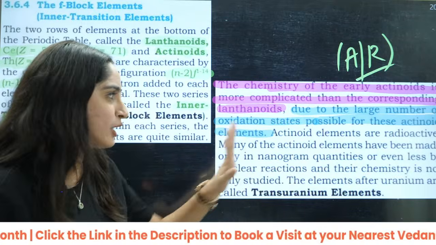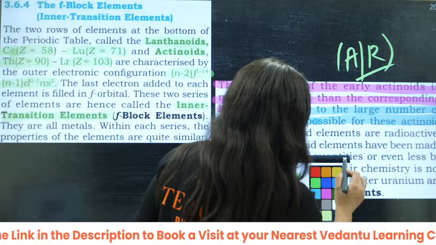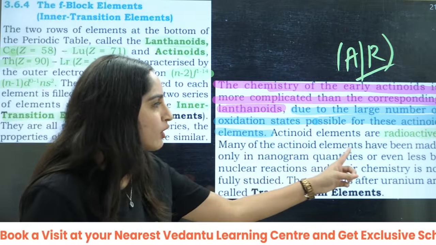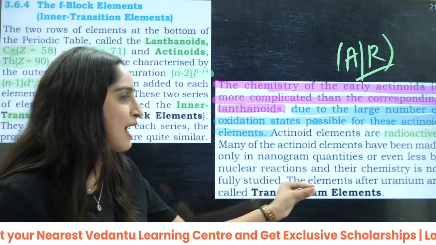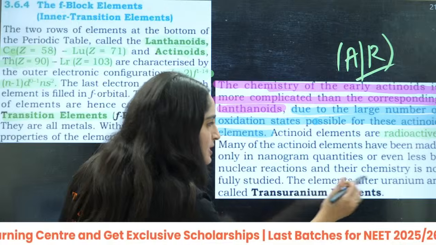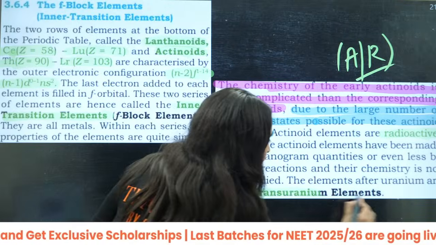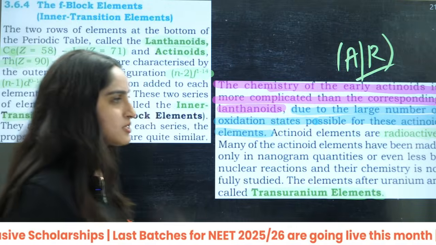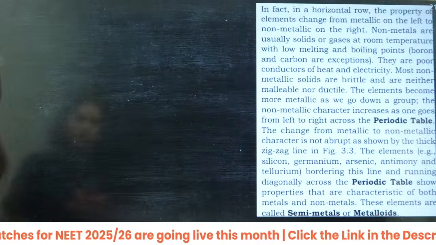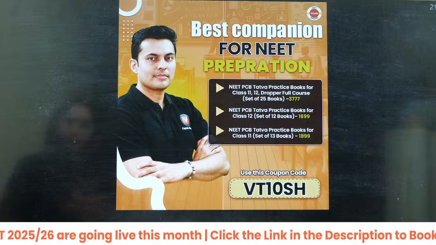Actinoid elements are radioactive, very important, right? They are very radioactive elements, short-lived. Actinoid elements have been made only in nanogram quantities by nuclear reactions, right? The elements after uranium are called trans-uranium elements, right? Okay? Yes, I think that is the last slide only.